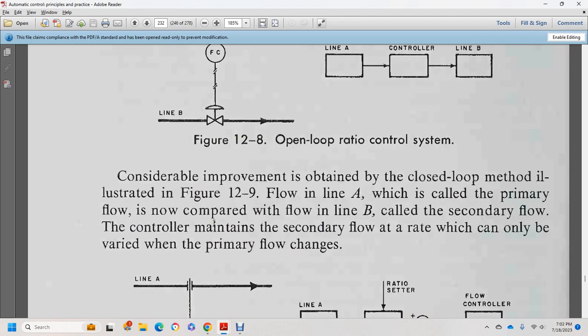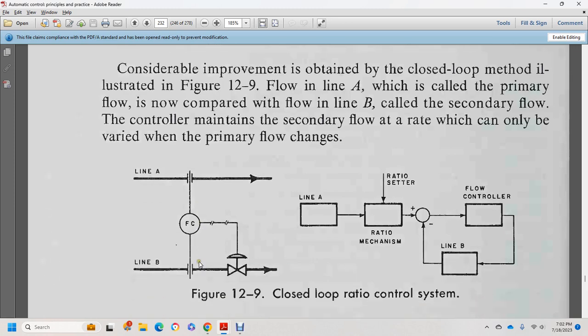Consider improving the same with a closed loop method illustrated in figure 12.9. Flow line A is called the primary flow, which is uncontrolled, compared with flow line B, the secondary flow, where the controller maintains the secondary flow rate, which can only be varied by primary flow changes. Line A, the flow charger to the pressure relief valve, the pressure valve. Line B, line A ratio setter with the controller through the flow control with line B.